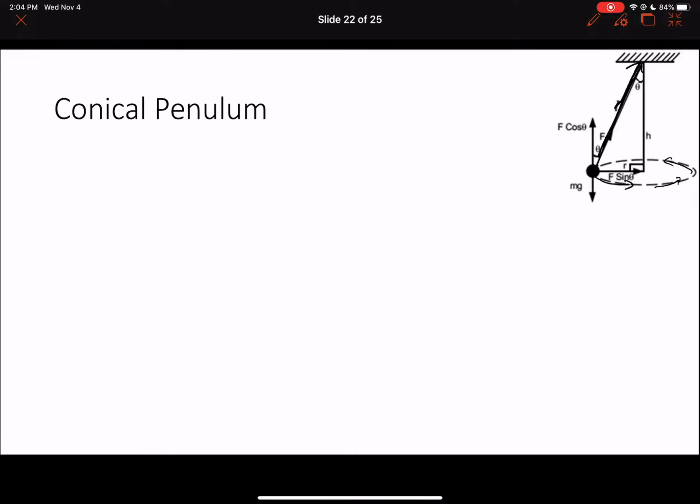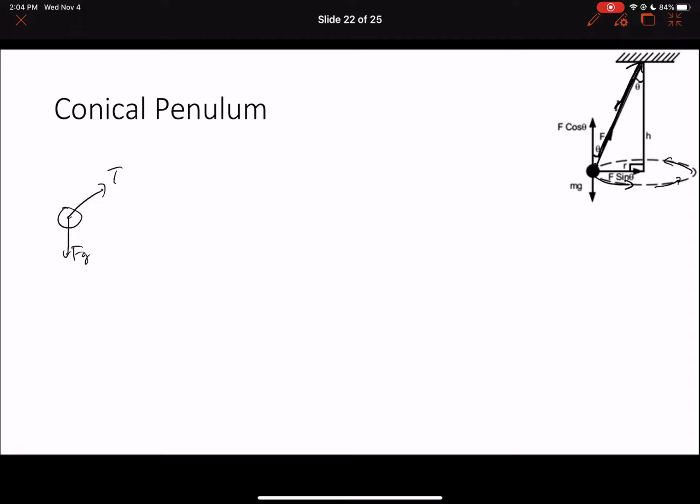So imagine a ball on a tetherball. You have the pole and then the ball's on the tether. You push the tetherball around and it circles the pole, and that ball stays at the same height constantly, but it just moves in a circle. It turns out it has the same free body diagram as a banked curve.